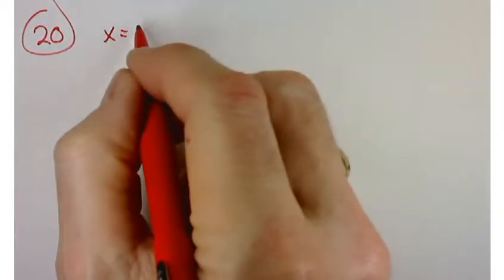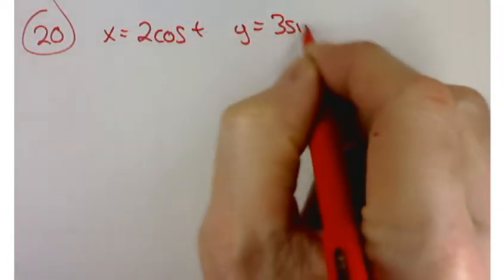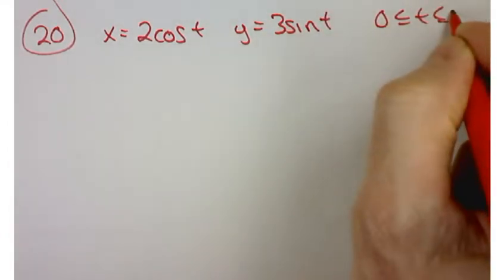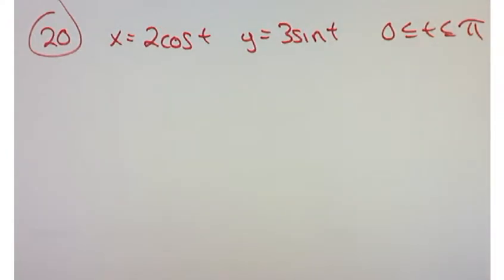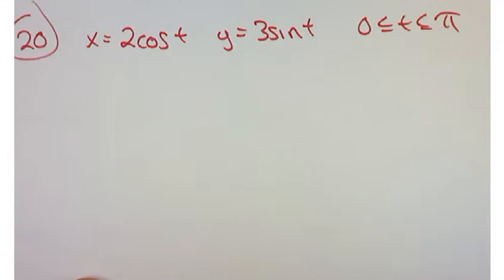So in problem number 20, we've got x equals 2 cosine of t, y equals 3 sine of t, 0 is less than or equal to t is less than or equal to pi. So we're going to do a couple things here. We're going to graph this, see what it looks like. We're also going to try and eliminate the parameter here and do it that way. Which one do you want to start with? Do you want to graph it first, or do you want to eliminate the parameter first? Eliminate the parameter first? Okay, sounds good. I'm open. Suggestions, what do you got?